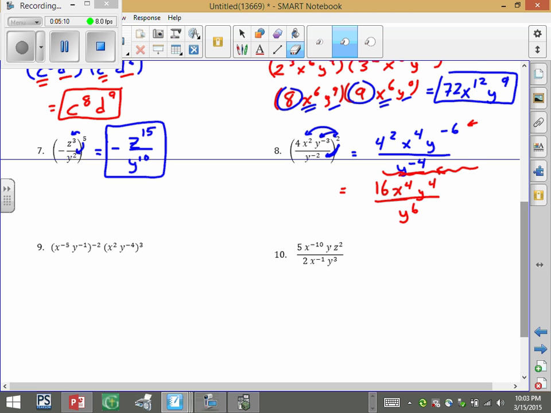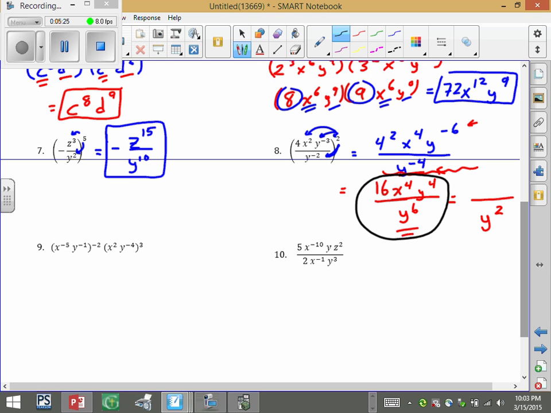Well, there's 6 in the bottom and there's 4 in the top, which means we have more y's down here in the bottom. How many more y's? Well, 6 is 2 more than 4, so we'll have 2 y's left over. If we were to expand this number all the way out, we'd have a 16, we'd have 4 x's and 4 y's, and then we'd have 6 y's in the denominator.